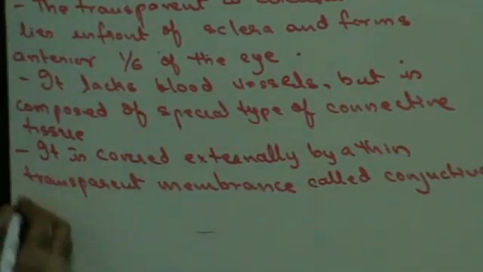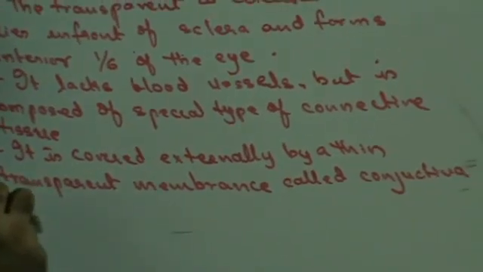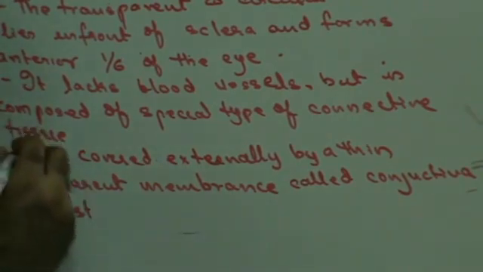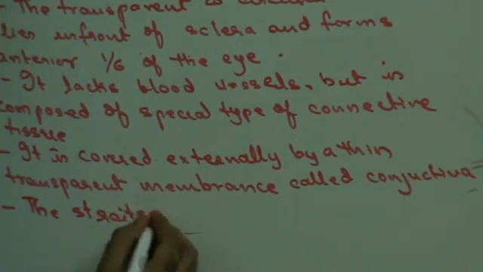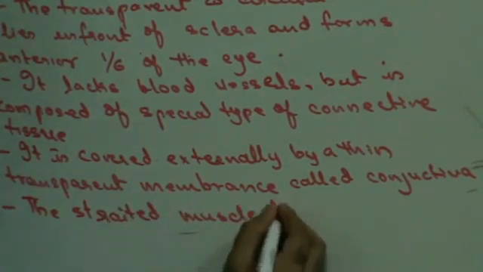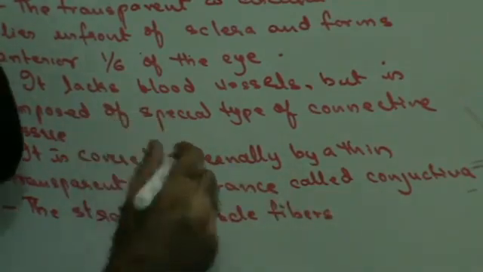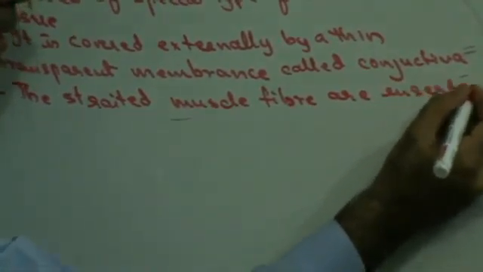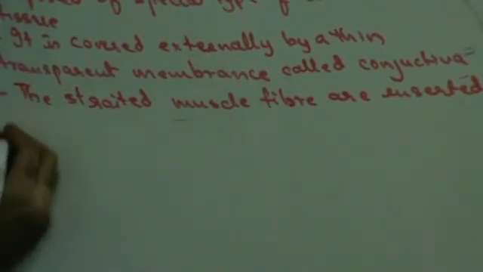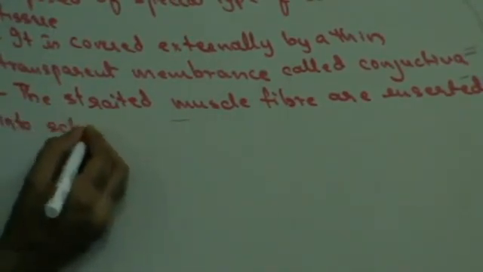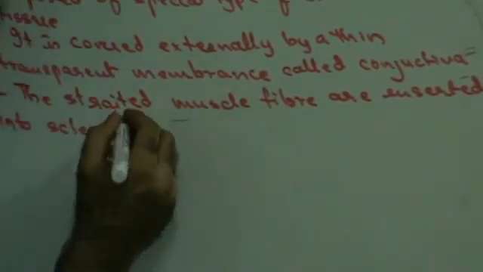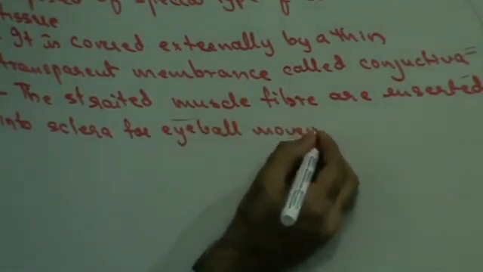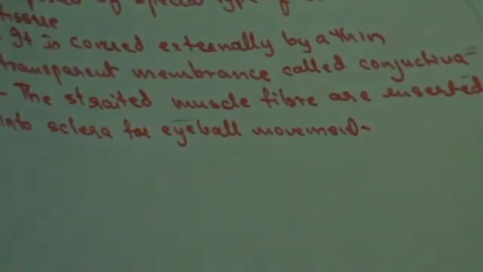The muscle fibers are inserted into the sclera for eyeball movement. That's the reason why you have muscle fibers there.